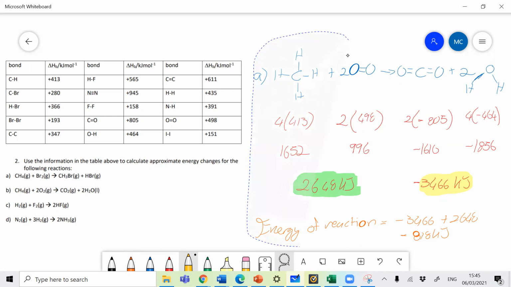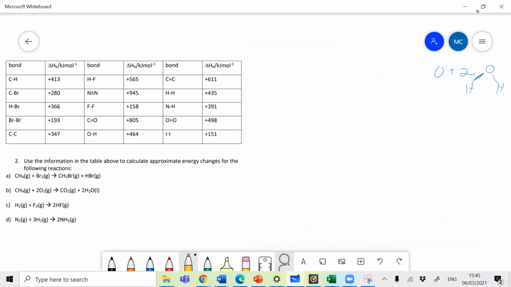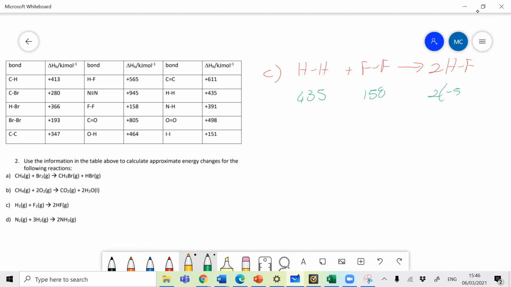Now let's actually work C and D. Okay, and again, if you got it right, you might want to do both C and D at once. If you're still having some problems, again, do one, and then you can work the other. So it's hydrogen plus fluorine to give 2 hydrogen fluorine bonds. So hydrogen is going to be 435, and fluorine is going to be 158. The HF is going to be 2 times minus 565.